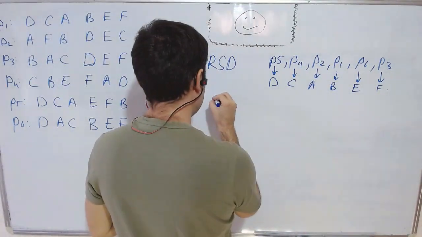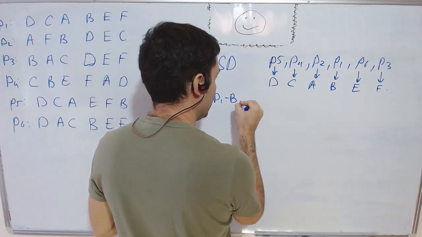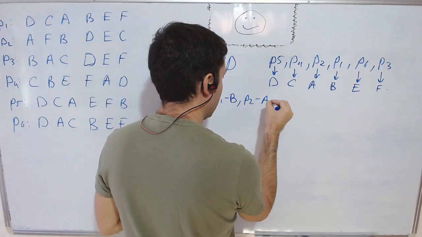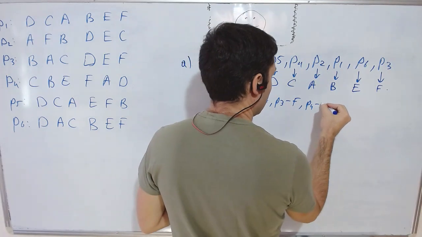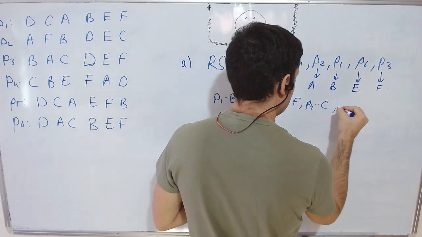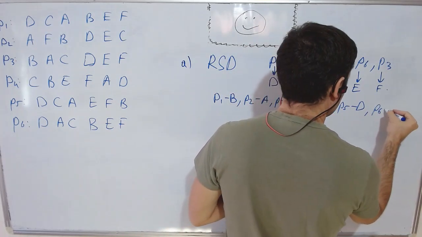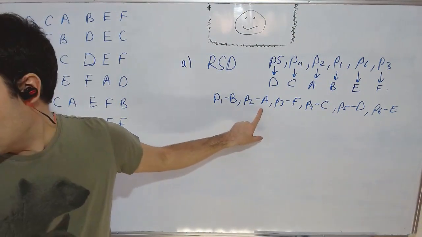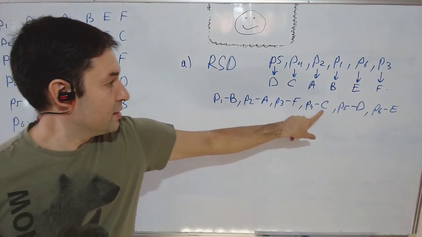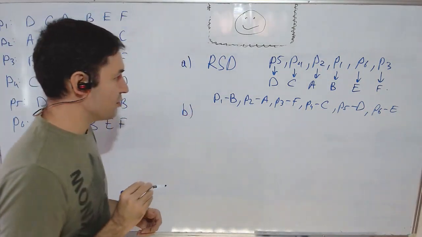So if I wanted to write it down in order, then P1 gets B, P2 A, P3 F, P4 goes into C, P5 goes into D, P6 goes into E. Let me quickly check. B, A, F, C, D, E. Okay, so it matches.